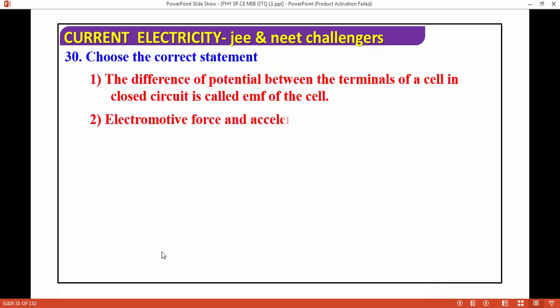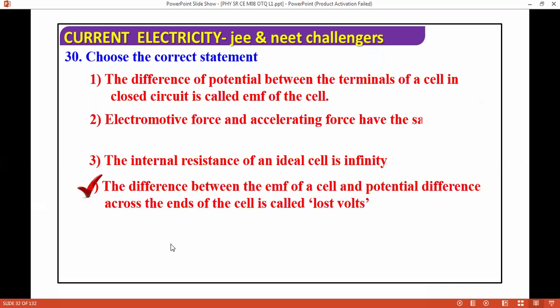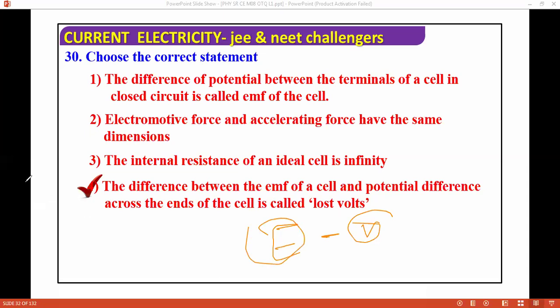Choose the correct statement. Difference of potential difference. This you can do. Closed circuit is called EMF circuit, electromotive force. Do this question, go through the options. The difference between the EMF of a cell and the potential difference across the ends of the cell is called lost volts. So basically what I'm talking about is E minus V. Okay, so it's lost volts.